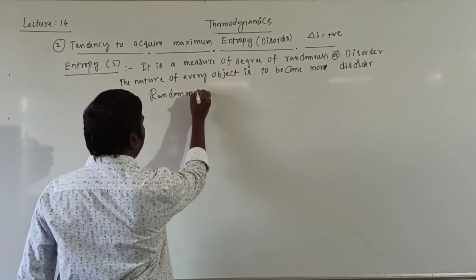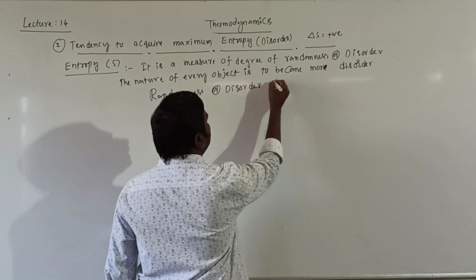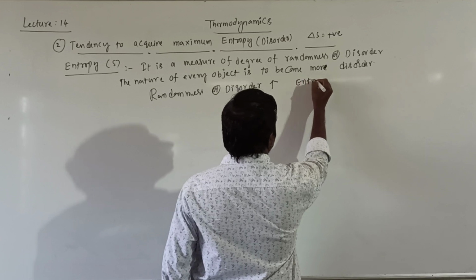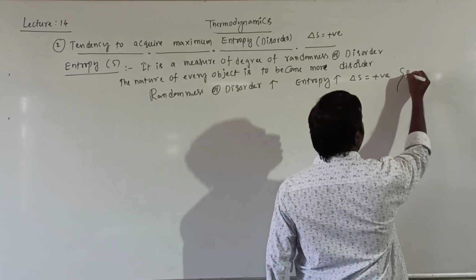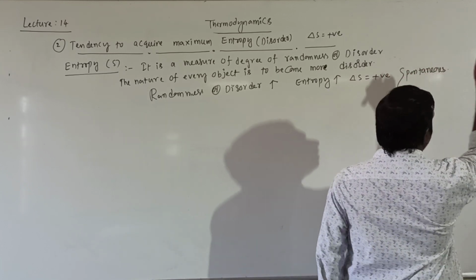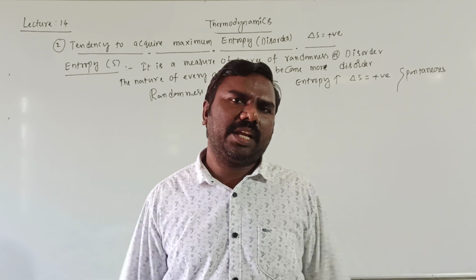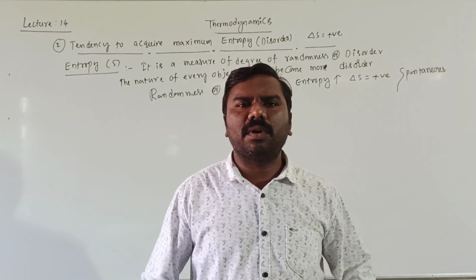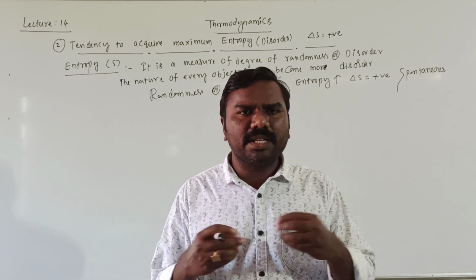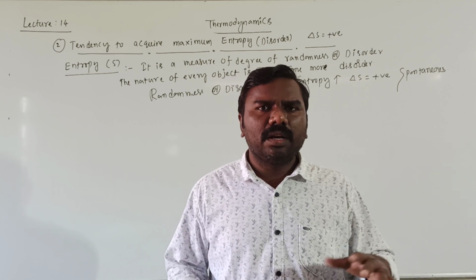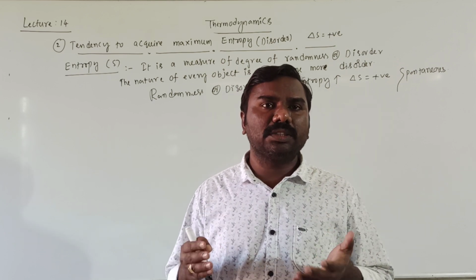Randomness or disorder increases, entropy increases. It means delta S will be positive. That is called spontaneous. Everything in nature is trying to become more disorder, more free. Free in the sense we can live on our own. So anywhere, any type of living, whatever it is, it means a disorder, nothing but order to disorder. Disorder increases, entropy will be positive, entropy increases, then only it is spontaneous.